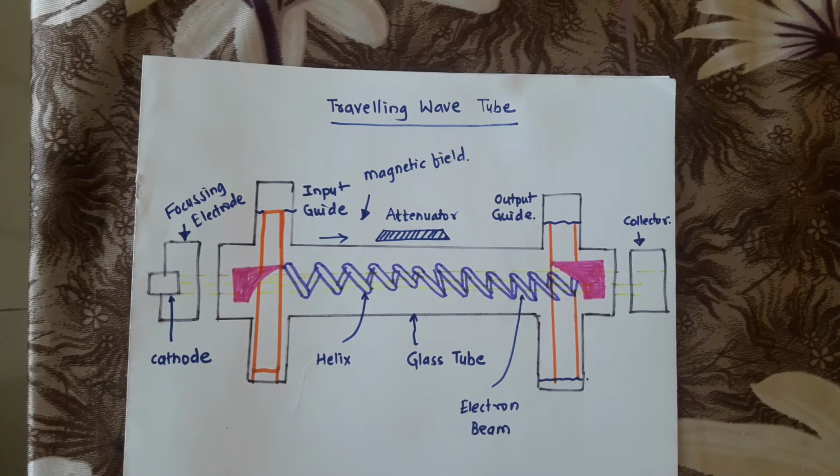So, dear students, today we are going to discuss the next type of microwave tube, and that particular tube is called the traveling wave tube. In the previous lecture, we discussed the klystron, multi-cavity klystron, and reflex klystron types of tubes. Now this is a totally different type of tube, called the traveling wave tube. Basically, this traveling wave tube is a linear beam tube used as a microwave amplifier.